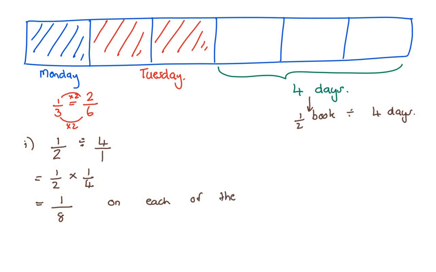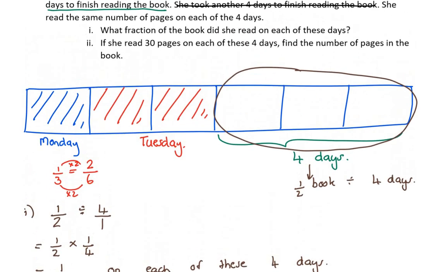Now notice that's not represented in the bar model. That's not one of these blocks, because one of these blocks is 1/6. That's not what's going on here. So 1/8 isn't now physically in the picture, but I do know that I've taken this part of the book and I've divided it into 4 sections, and that's 1/8 of the whole book.